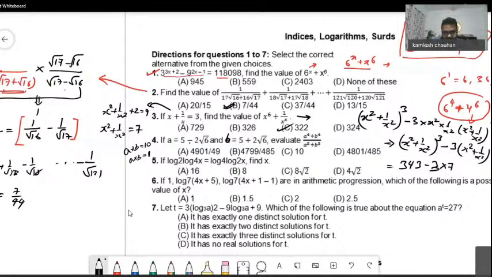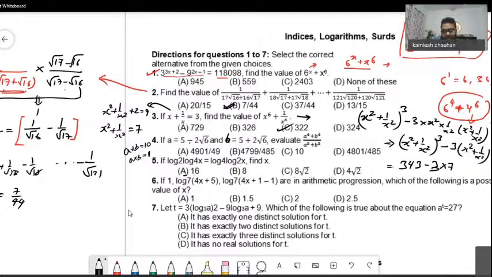Question number 5, you can use the options to solve. I'll say that will be the best way to solve. If you see 16, log 4 of 16 will give us 2. Log 2 of 2 will give us 1. If we see option A on the right hand side, we'll get log 2 of 16 is 4, log 4 of 4 is 1. So A satisfies. I'm sure none of the other options will satisfy.